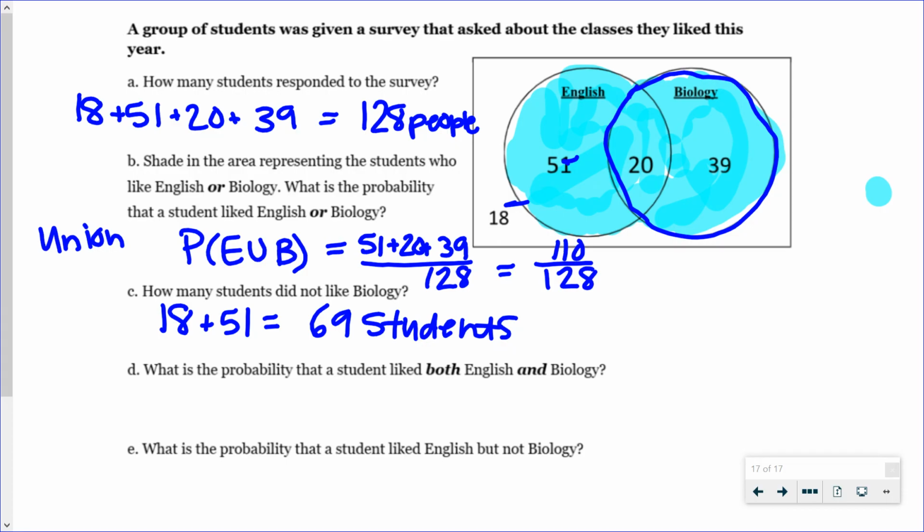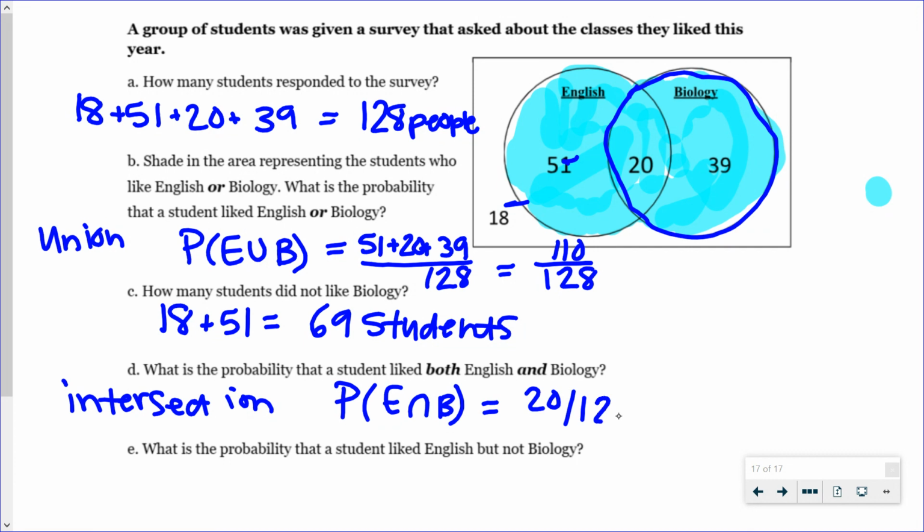Letter D says, what is the probability that a student likes both English and biology? Well, both and, that's our key language for an intersection. So I'm looking at what's happening on the inside, and I see that the probability of E and B is equal to 20 over 128. So that is the probability of that intersection.